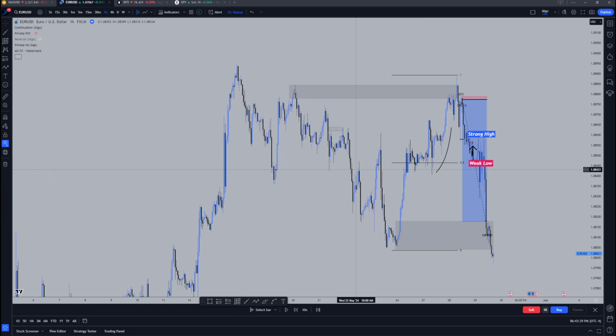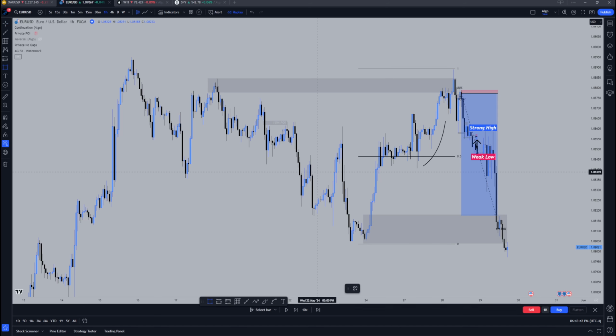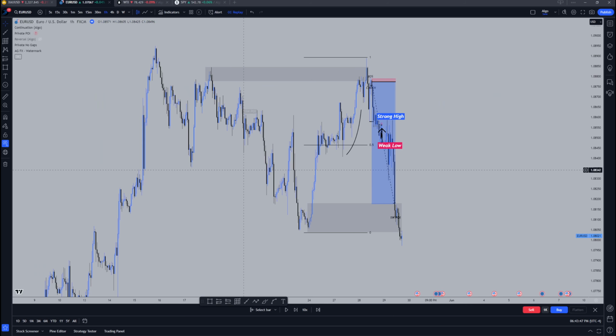So this is why drawing liquidity is so important. You guys can even see here, for example, I can show you guys an example. Let's see if I can find an example here.